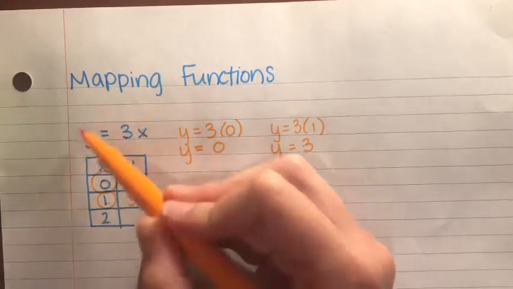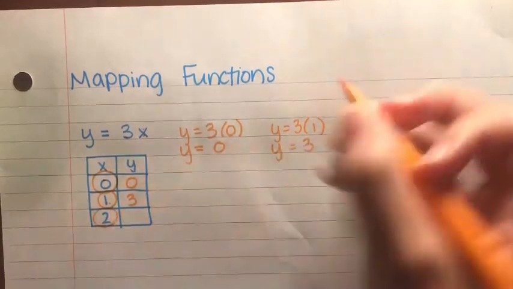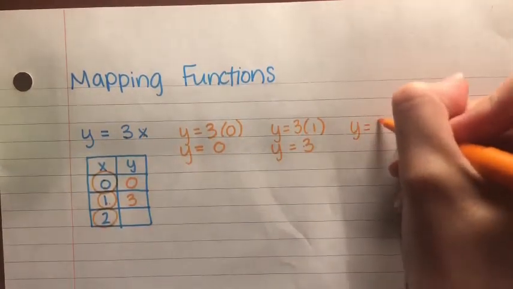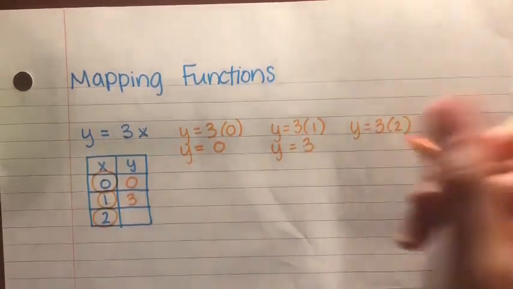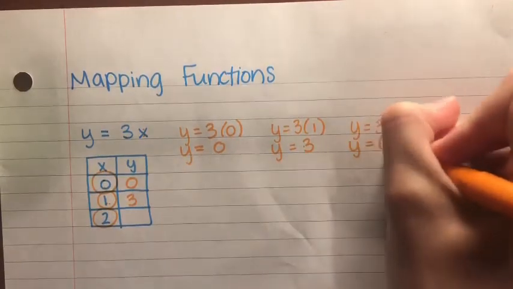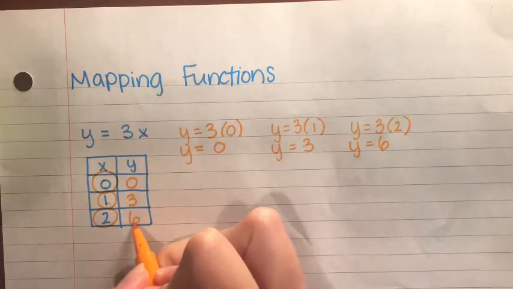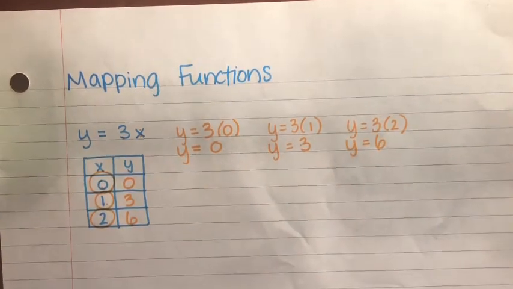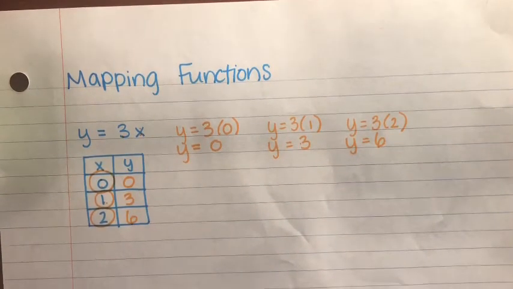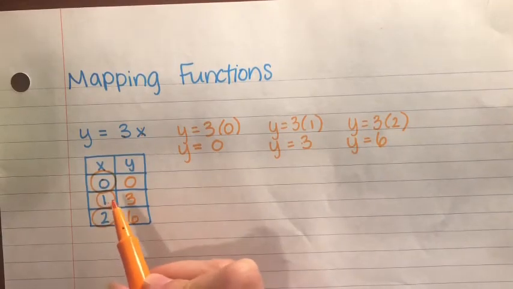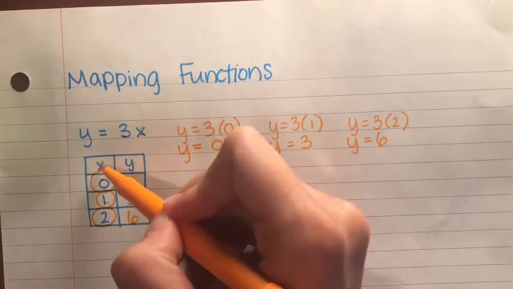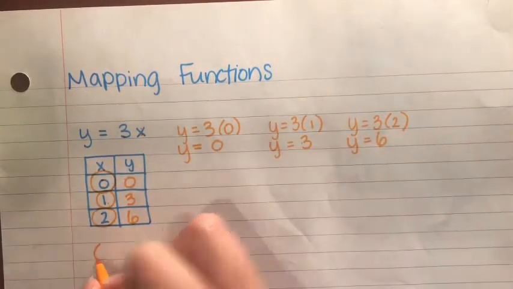Last one, when x equals 2, we've got to plug it in. So y equals 3 times 2. What's 3 times 2? It's 6. So when x equals 2, y is 6. Okay, so we're just filling in our table like that. And from here, you can get ordered pairs. So we can list our ordered pairs.